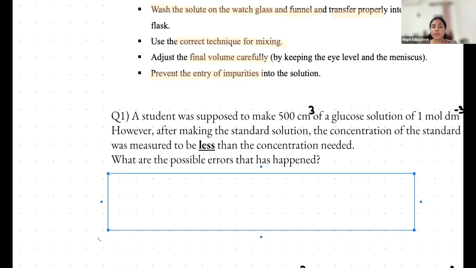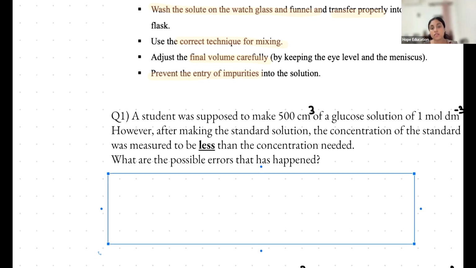Not transferring glucose on the watch glass and the funnel properly to the volumetric flask. Good one.